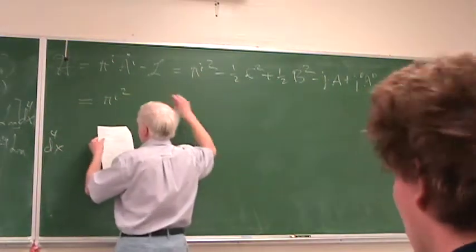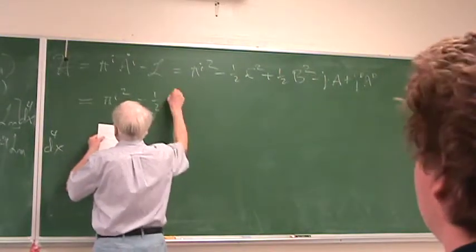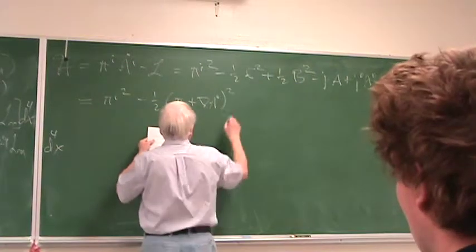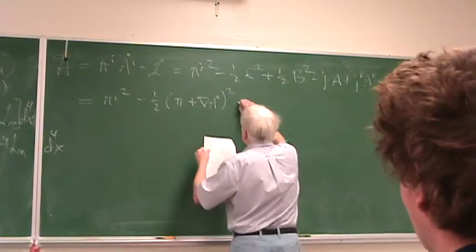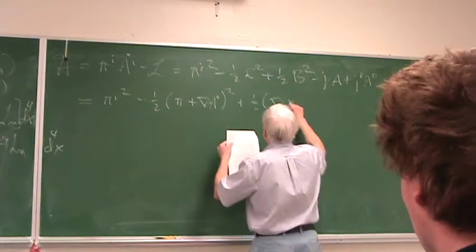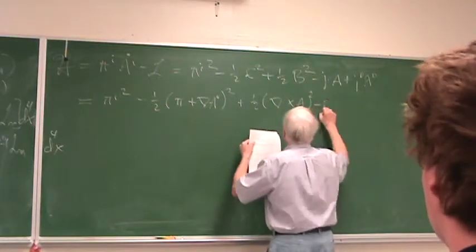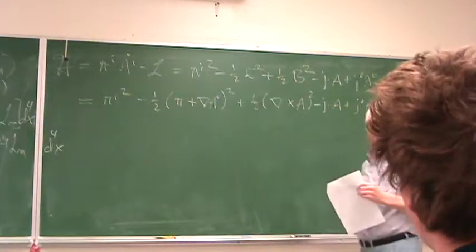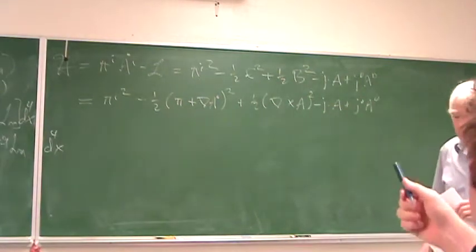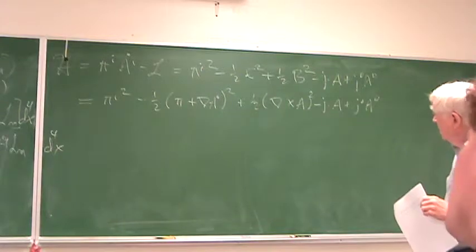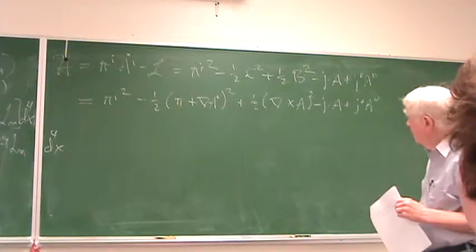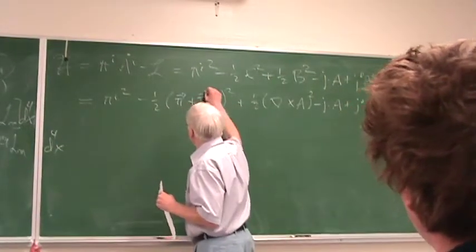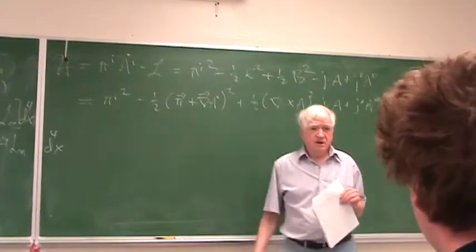And what is E? Well, this is minus a half pi plus grad A zero squared plus a half curl A squared minus J dot A plus J zero A. What's the symbol to the right of the pi I? First line, pi I squared minus 1/2 something. Then the E. This is pi vector. Yeah, sorry.